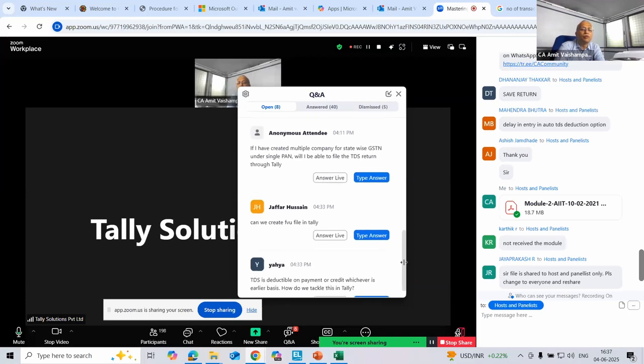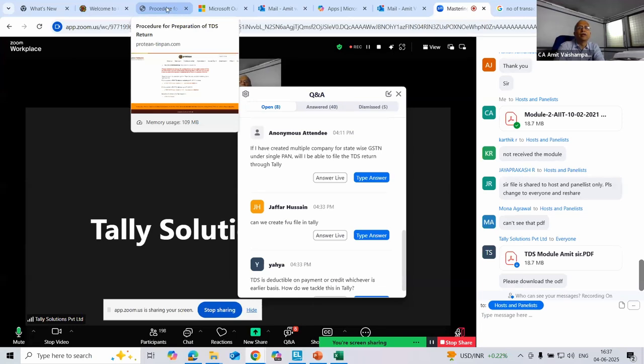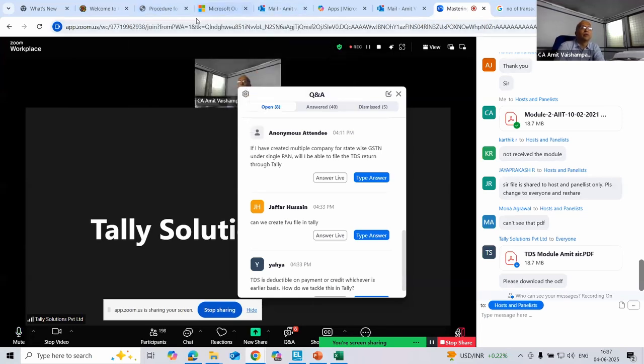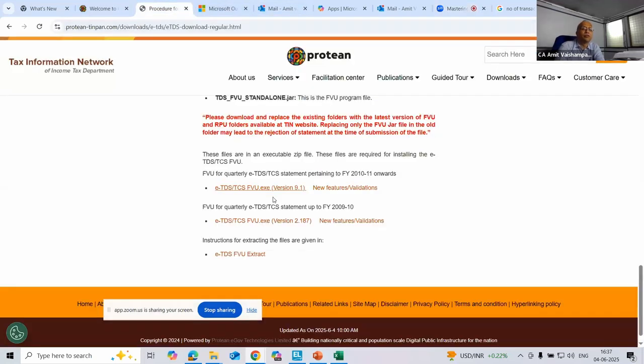And we create the FVU file in Tally. The FVU file is from the utility, right? I just showed you somewhere. Yeah, this is where the FVU file is. This FVU file is not under the control of Tally, so I don't know how we can create an FVU file out of Tally.